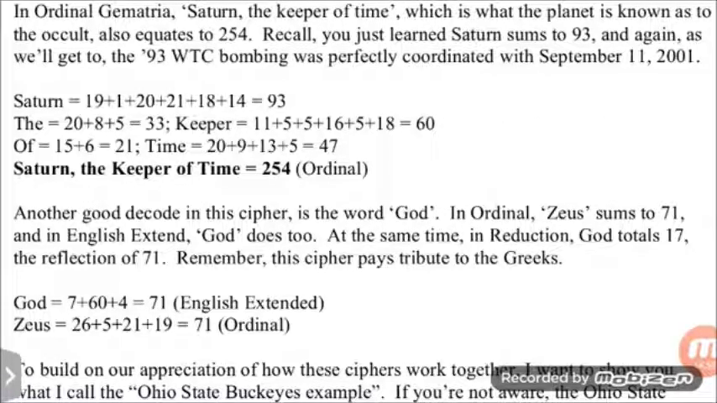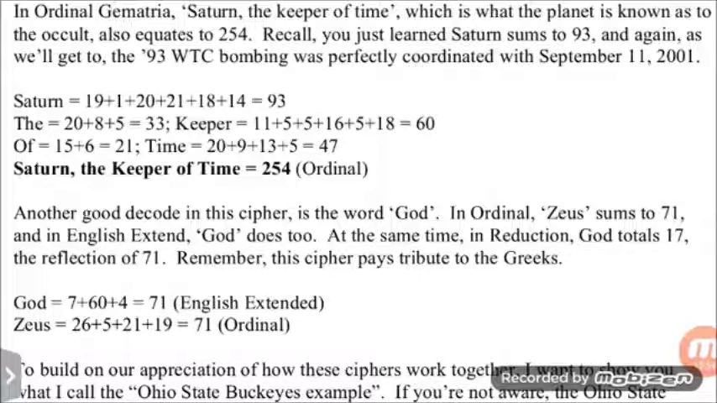In ordinal gematria, Saturn, the keeper of time, which is what the planet is known as to the occult, also equates to 254. Recall you just learned Saturn sums to 93. And again, as we'll get to, the 93 World Trade Center bombing was perfectly coordinated with September 11, 2001. Saturn equals 93. The equals 33. Keeper equals 60. Of equals 21. Time equals 47. Saturn, the keeper of time, equals 254, ordinal.